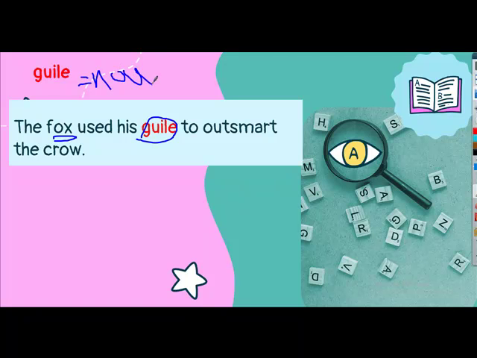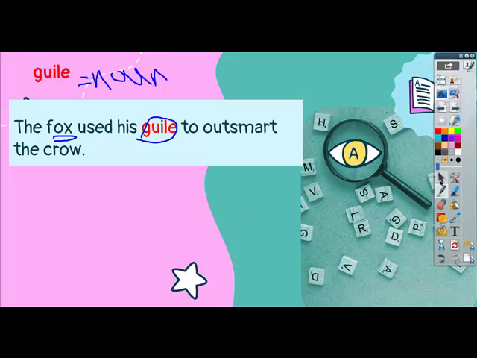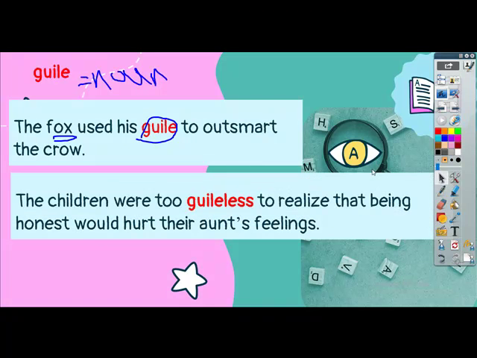Okay, so the guile can be cleverness. And the word cleverness, we have mentioned it before, like a man using his cleverness to deceive people. So you say that's a kind of duplicity, right? Now let's figure out another one.